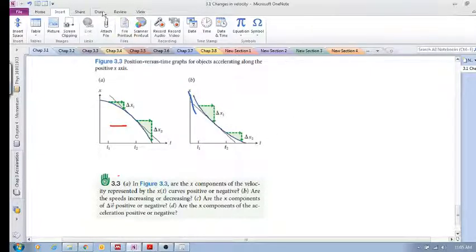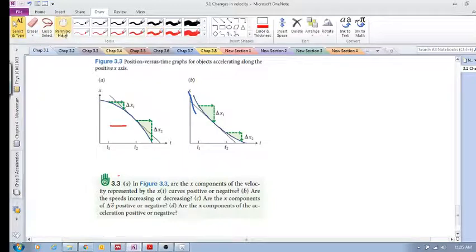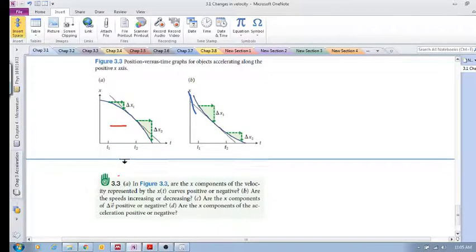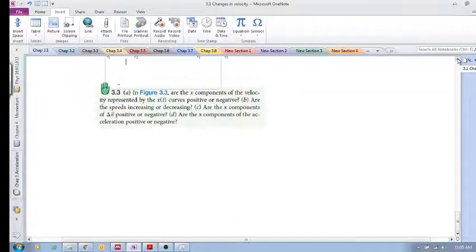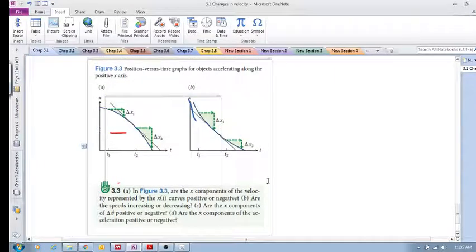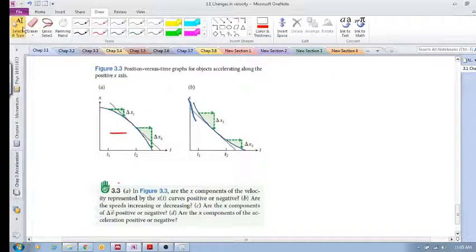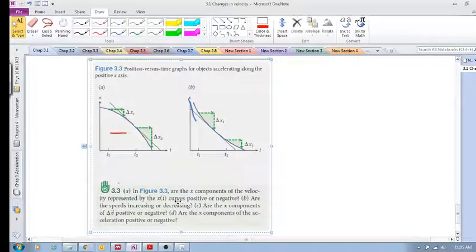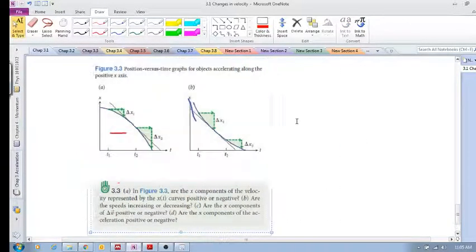Okay, so let's just try this. Why don't you try this example on your own? That didn't help me much. Let's try and get this out of here. Okay, sorry.